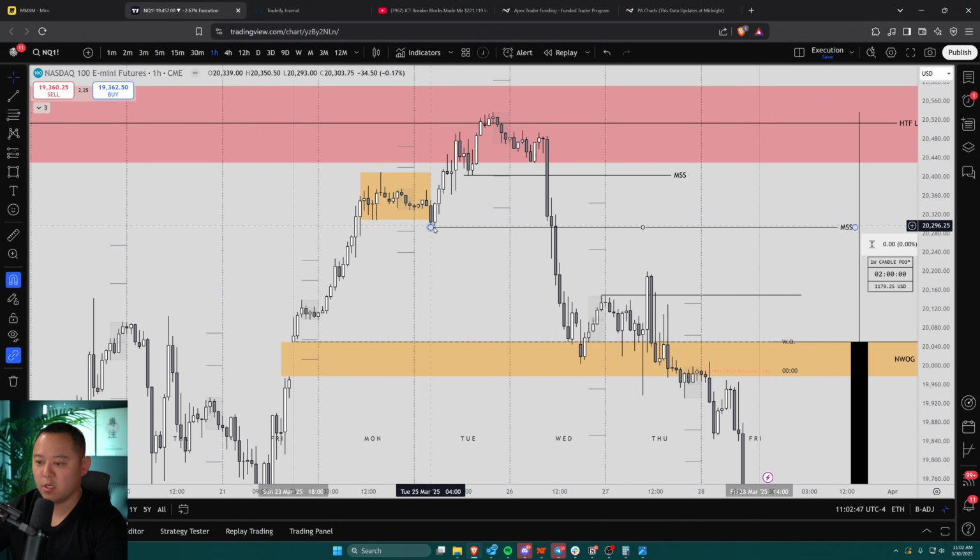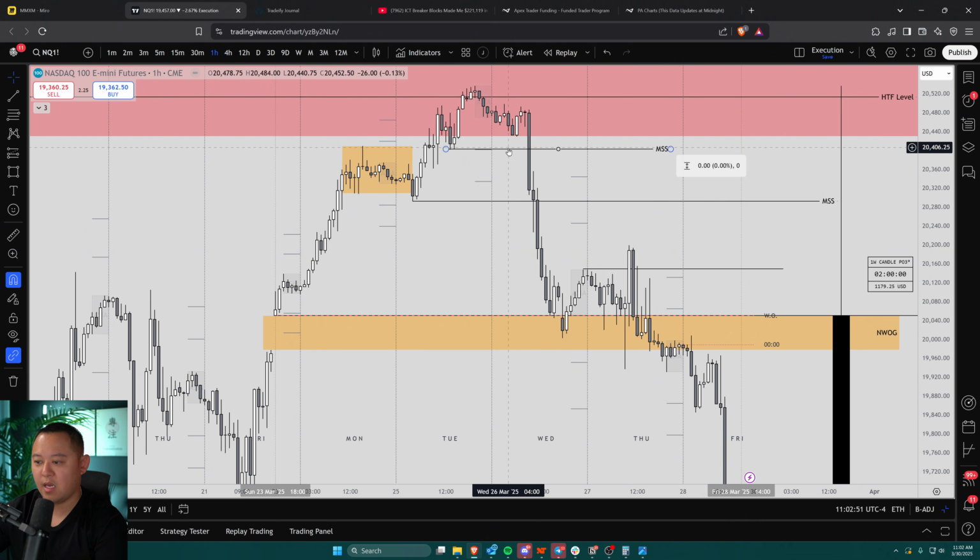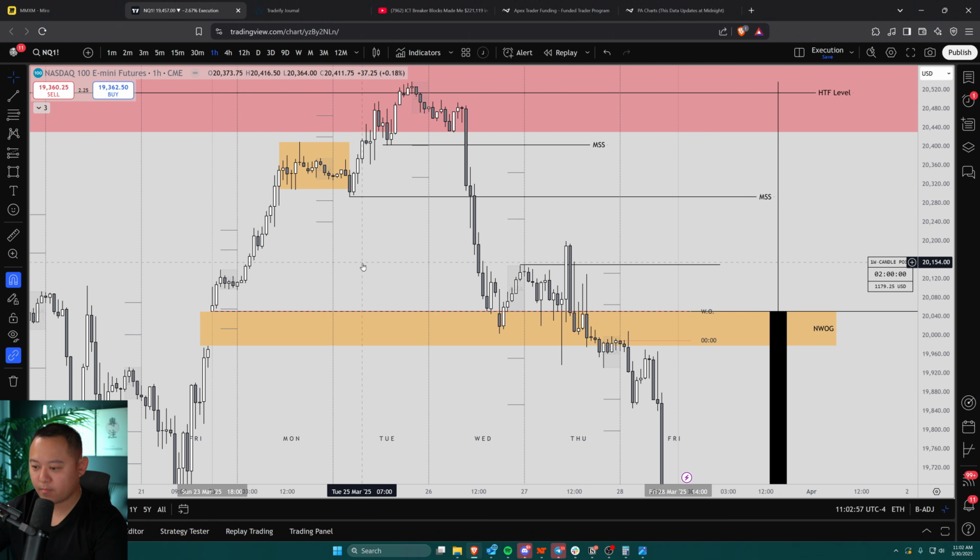So if you were bullish, you would expect that we would take out the low and then turn around. But this market just keeps going down. And where do we go to? We went to this level right here, which is the new week opening gap. Now, we still don't have a trade yet. But what we do have is a markdown period or a smart money reversal.